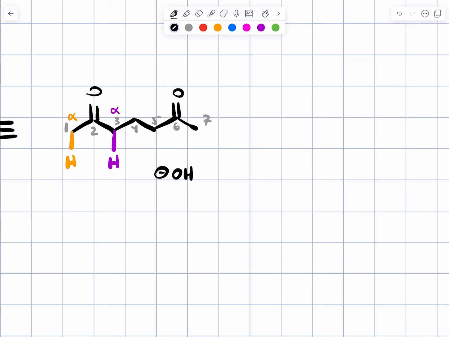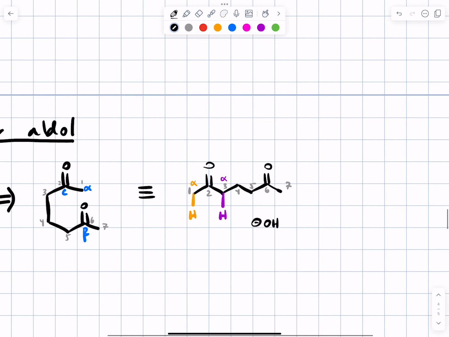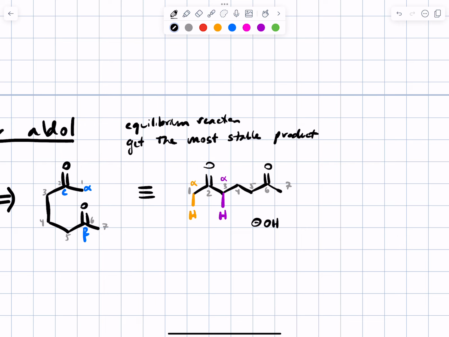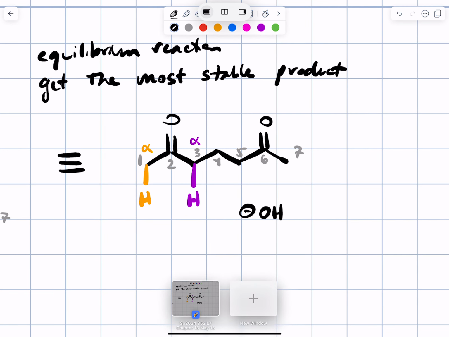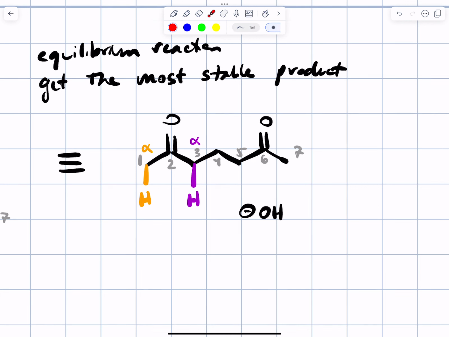Now, of course, two things to remember. The aldol reaction is an equilibrium reaction, which means you're going to get the most stable product. Based on what we did in chapter 17 with enolate alkylation, some of you are going to be worried about, okay, this is a base that can only incompletely deprotonate the alpha proton, so I want to make the most stable enolate.